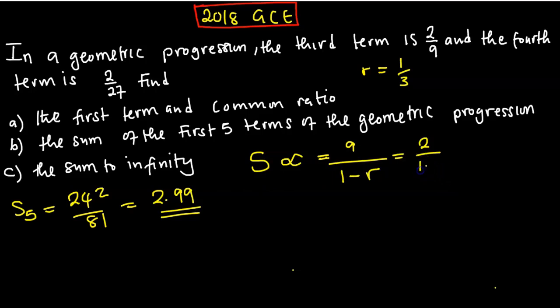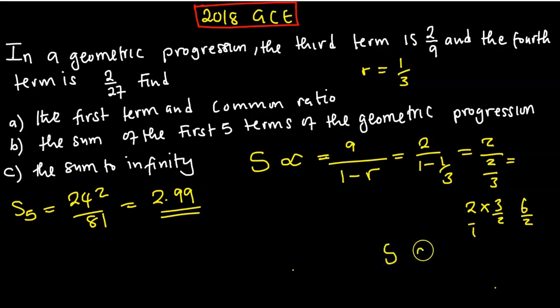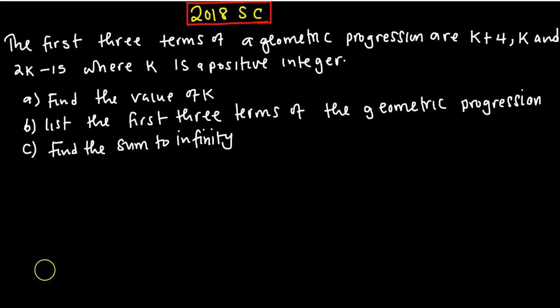Then divide by 1 minus 1 over 3. You know that on top it will be 2, divided by 2 over 3. You reciprocate this one, so it's going to be 2 multiplied by 3 over 2. This is just the same as 6 over 2. So the sum to infinity is equal to 3. That is the answer. That is how you answer it, so that is all about this question.